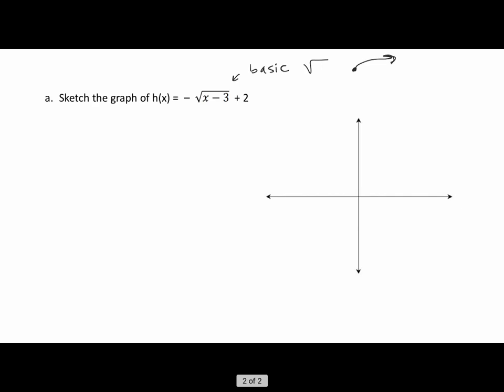And then I want to identify what's being done to that basic function. So the first thing that's being done is the negative, the reflection. It's a negative of the basic function, so it's going to reflect over the x-axis, which is right there.